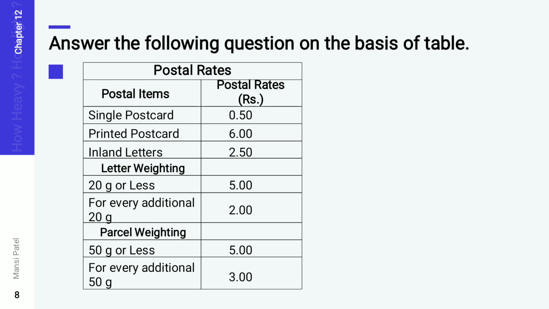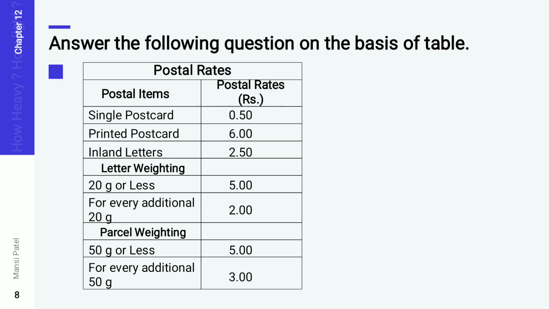below that they write that for every additional 50 gram you have to pay rupees 3, means 50 plus 50, that is 100. So till 100 gram, you have to pay rupees 5 plus 3, that is 8 rupees. If the weight of your parcel is 90 gram, or 75, or 85, or 100 gram, then you have to pay rupees 8 for it.